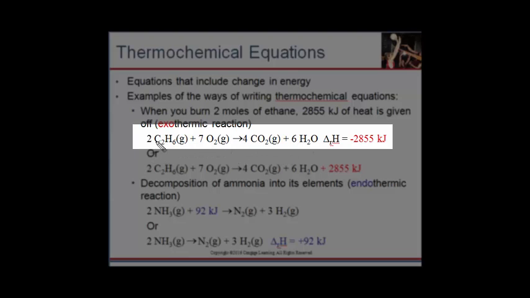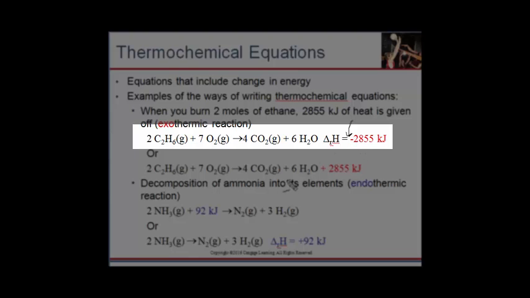We can express the heat of the reaction, the whole reaction, as this. Delta H equals negative 2855 kilojoules. That means if we burn 2 moles of this, that's how much heat would come out. If we reacted it with 7 moles of oxygen, that's how much heat we would get out. This negative sign right here is not negative heat. That negative sign is telling you that it's an exothermic reaction.